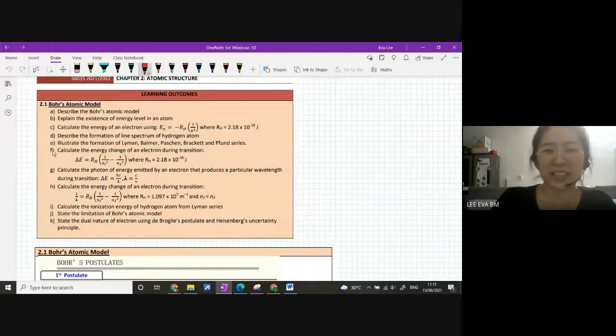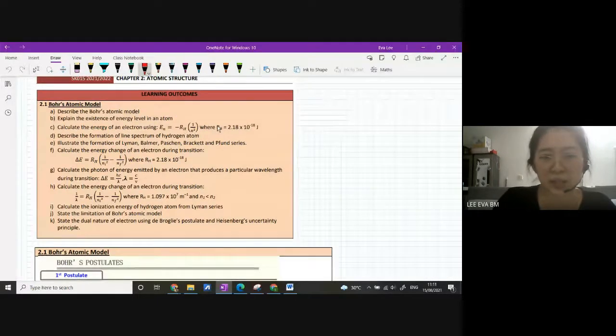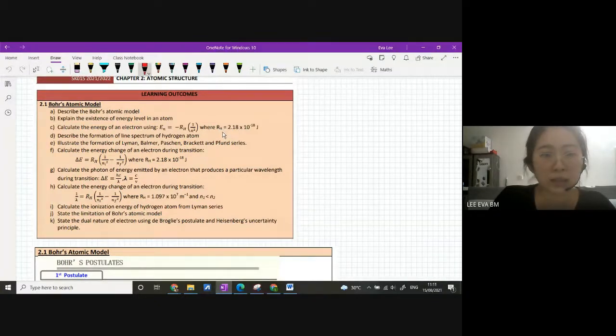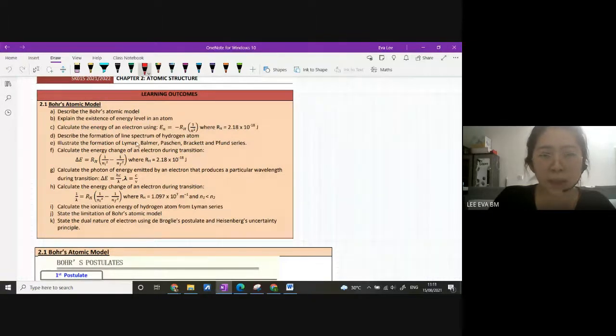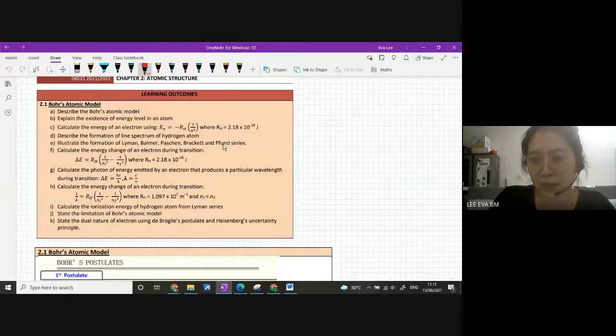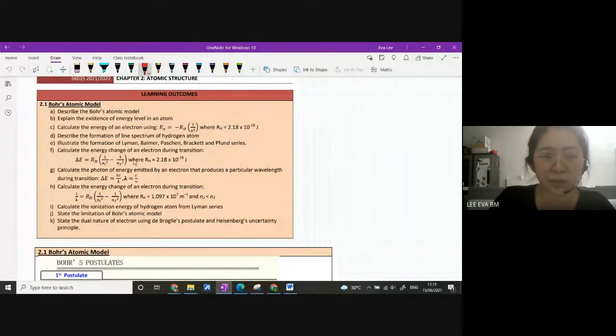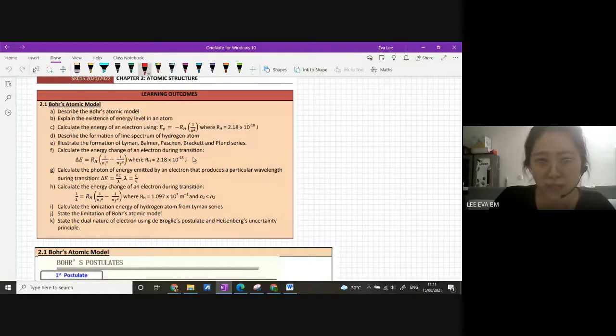Thank you. Right. So for C, we want to calculate the energy of an electron using this formula, where the RH, later Madam will explain what it is and what is the value that you need to memorize. Then we need to describe the formation of the line spectrum of the hydrogen atom. We need to illustrate the formation of the Lyman, Balmer, Paschen, Brackett, and Pfund series. We need to calculate the energy change of an electron during transition. So this is the formula, and this is the constant.